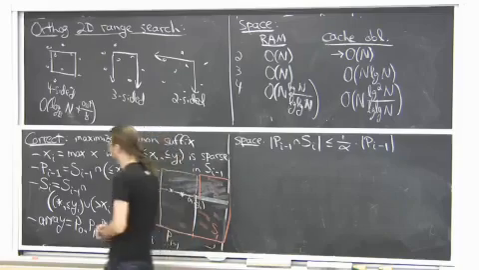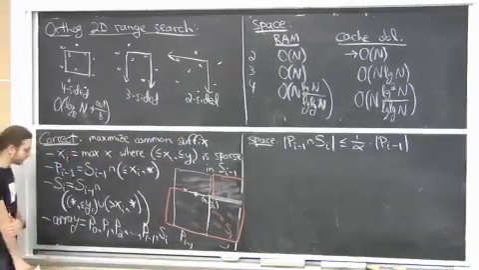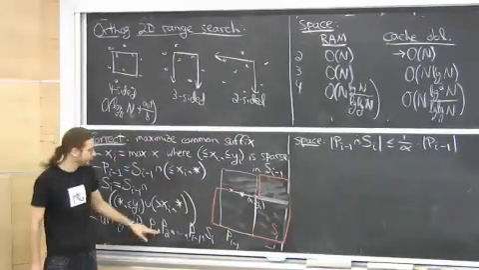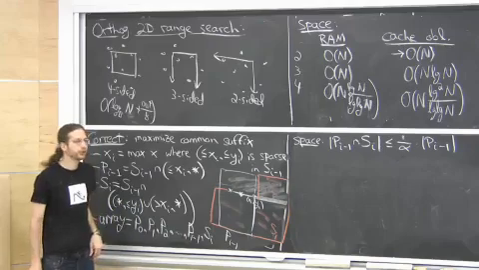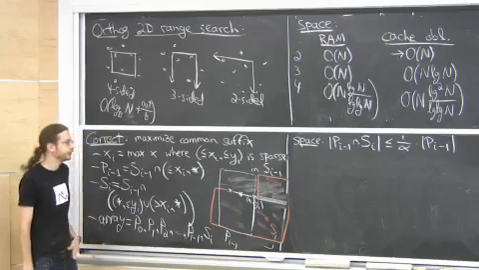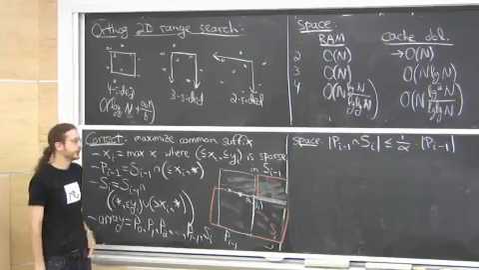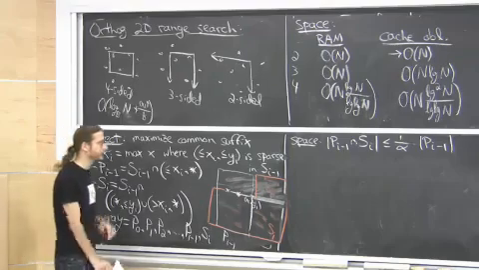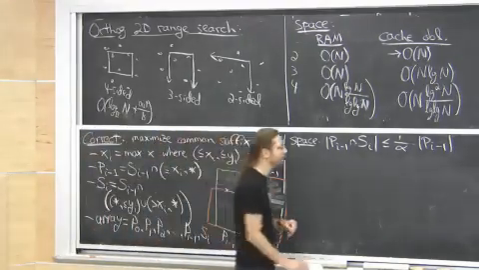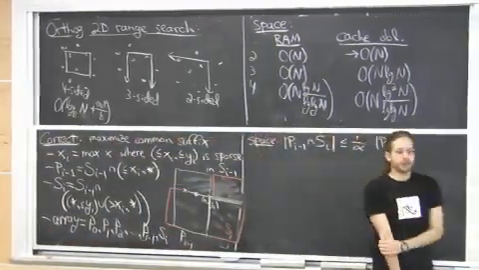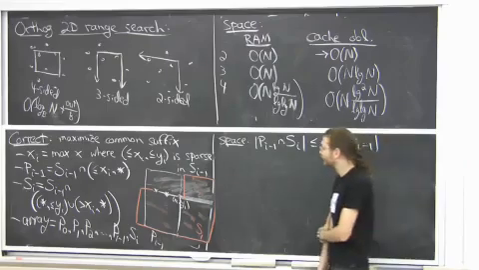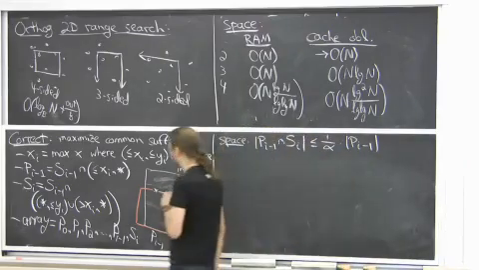Okay. I claim this is good news. I claim it means that these P_i's essentially are geometrically decreasing in size. It's not literal, that's not quite right, but this will give us a charging scheme, which will prove that the whole thing has linear size. Okay, first, why is this true?